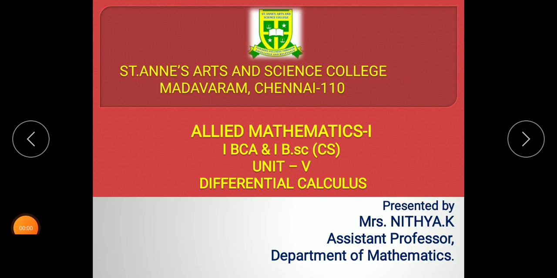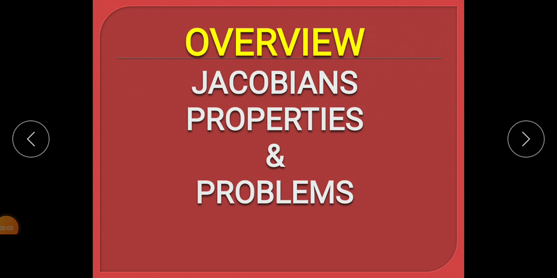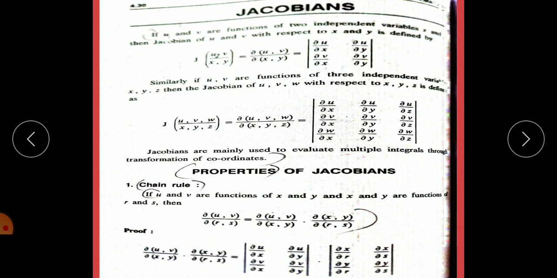We are going to see Unit 5, that is differential calculus. Today we are going to see the Jacobians in the differential calculus unit, their properties, and also the problems. So first, let us see the Jacobian's definition.